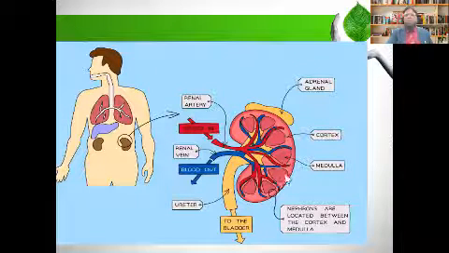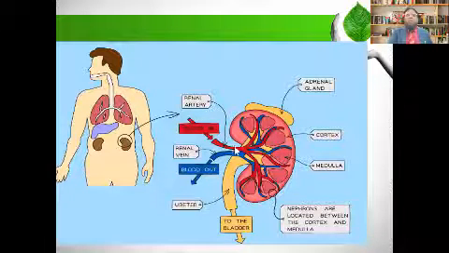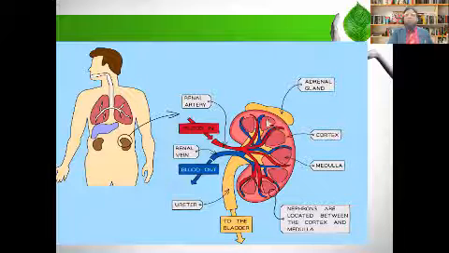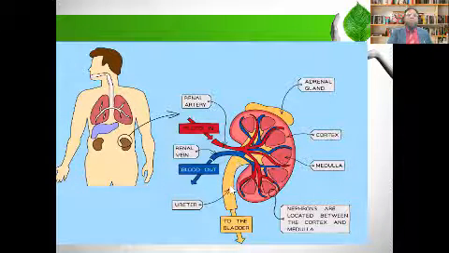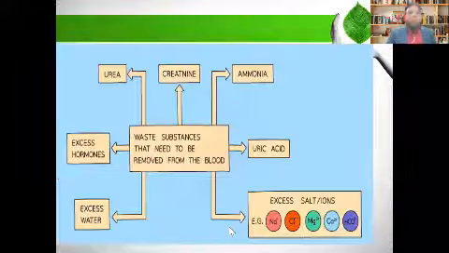You can see here the external part of the kidney, this is the cortex, and the inner part is the medulla. Some part of the nephron is in the cortex and some part of the nephron is in the medulla. So the function of nephrons is to filter the blood and make urine, which enters the ureter, and this ureter goes to the bladder.